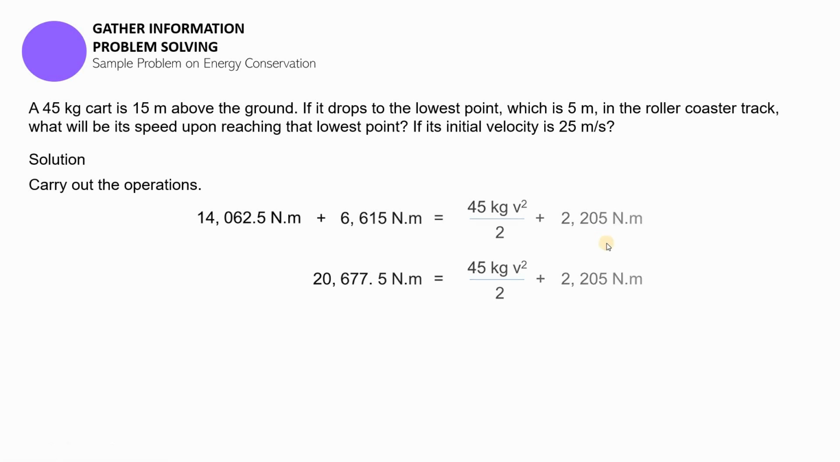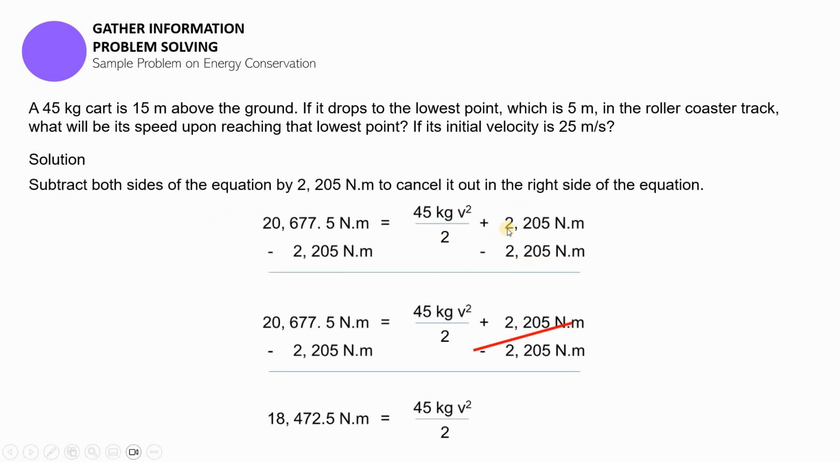To simplify that further, what we do is subtract 2,205 Newton meters on both sides. We're doing subtraction because on this side it's an addition, so it's positive. We need to cancel it out, so we're going to be subtracting. So you cancel it out, and you're left with this.